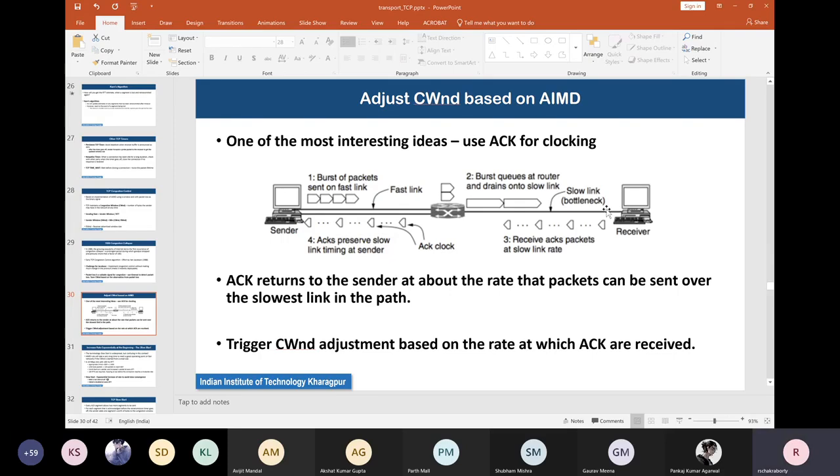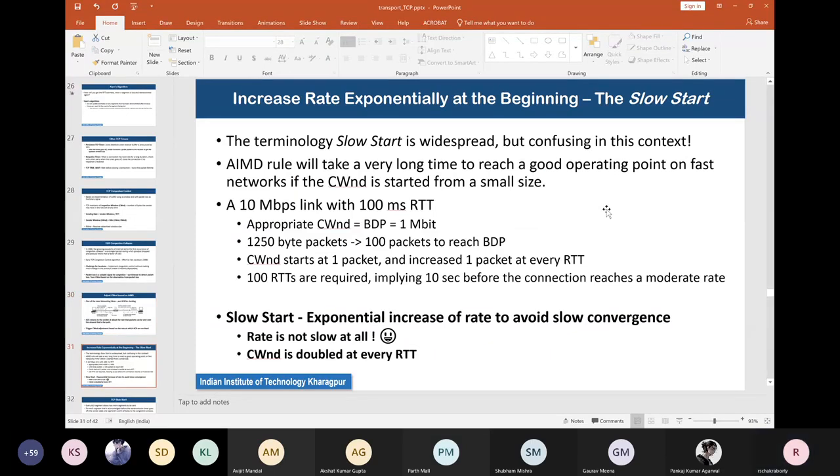So you will react to congestion window adjustment based on the rate at which acknowledgements are received. And we will follow AIMD. Now the question is, how is this value CWND? How will it do?